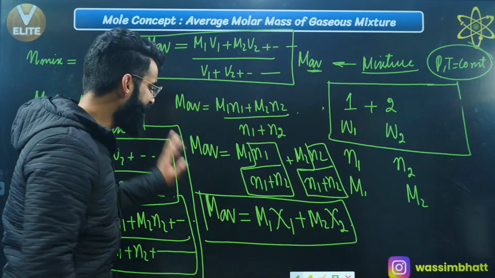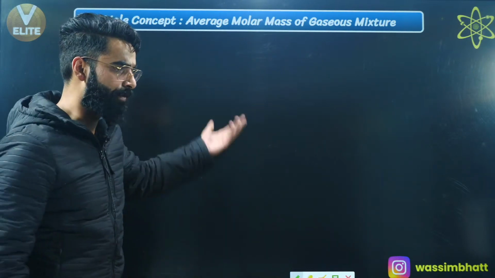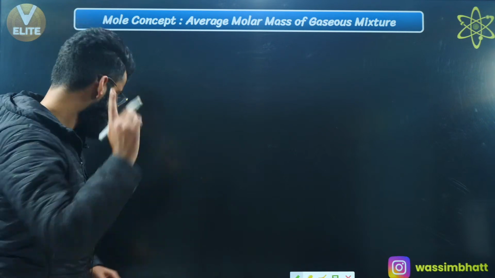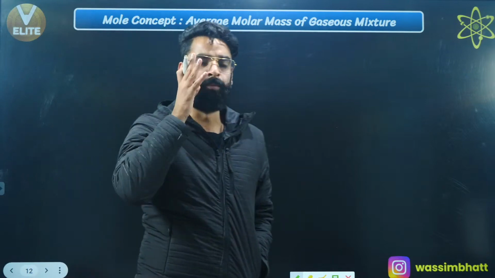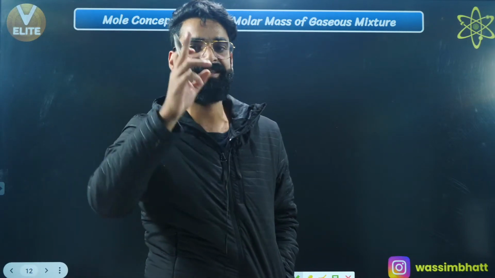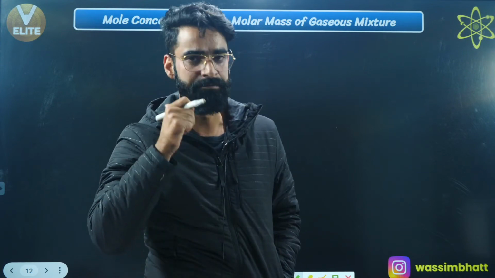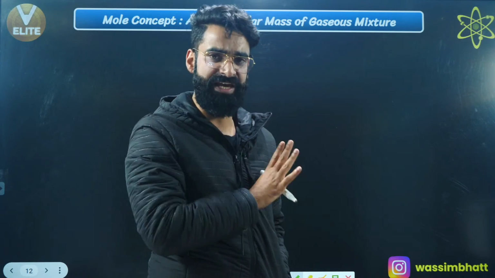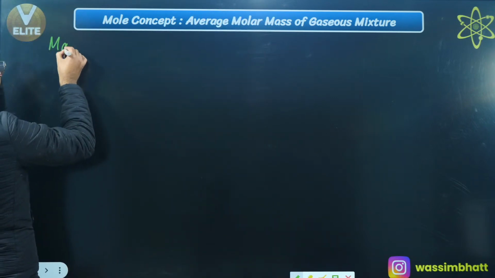Let me summarize this all. Just remember the formulas and we are going to do the questions. Have a look exactly, guys. Whenever you have two or more chemically non-reacting gases in the container, at that time you will be calculating the average molar mass of the gaseous mixture, right? And there are four results which I'm going to give you to calculate its average molar mass.